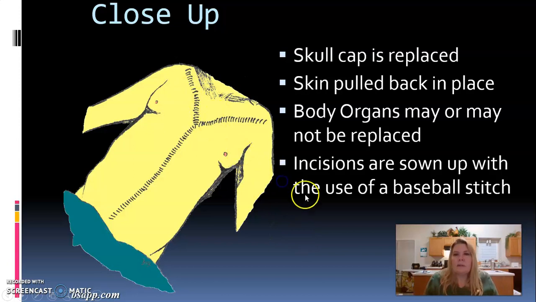And then there is this baseball stitch that they use to close it up. Now, if and when we ever get to do our banana autopsy, you will be doing this stitch yourself. So I will show you exactly how it works. But basically, you just kind of stitch it together to get the parts of the skin to come back together. And then the stitch just holds it all in place.